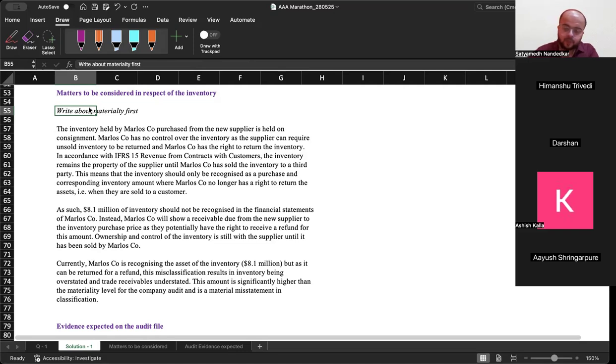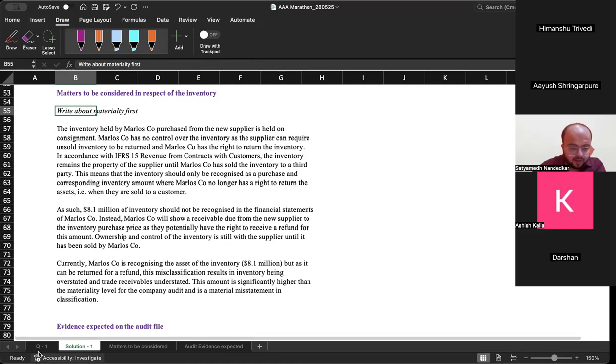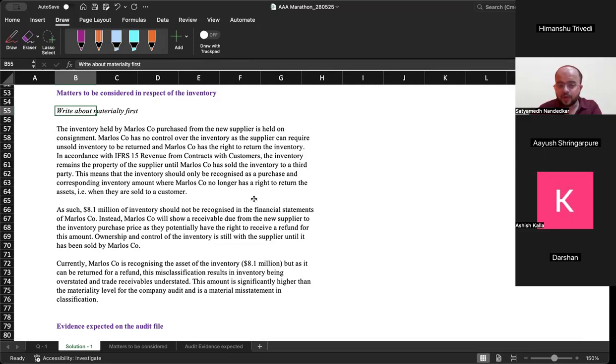Yes, sir. Done. Okay. Now, the second part is evidence that you expect to find on the audit file. This is basically ideal evidence that you should come across in the audit file. So let's look at that part together now.